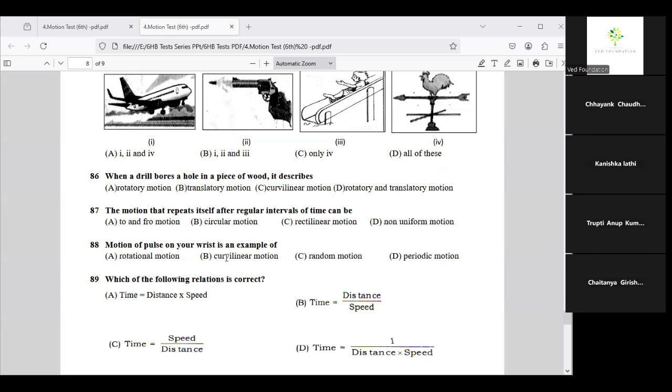88. Motion of pulse on your wrist is an example of rotational motion, curvilinear motion, random motion, periodic motion. It is periodic motion type. It is an example of periodic motion.